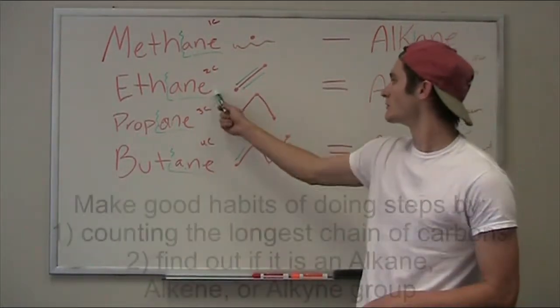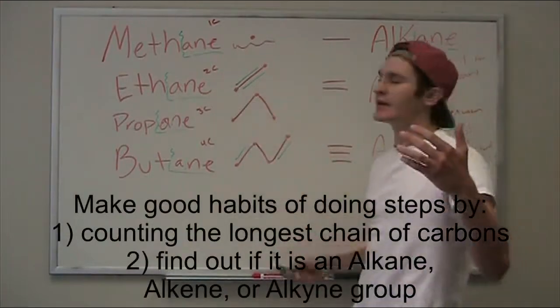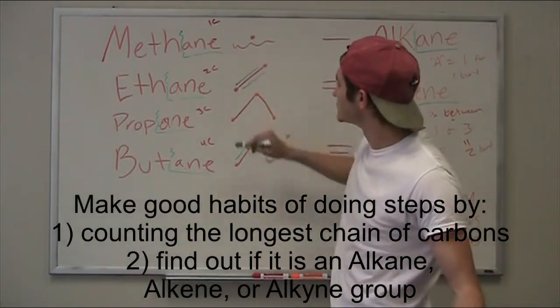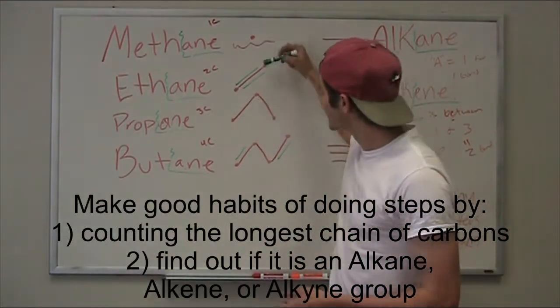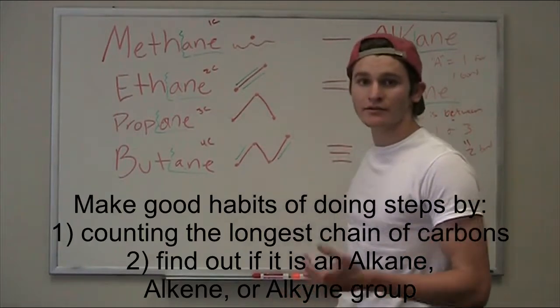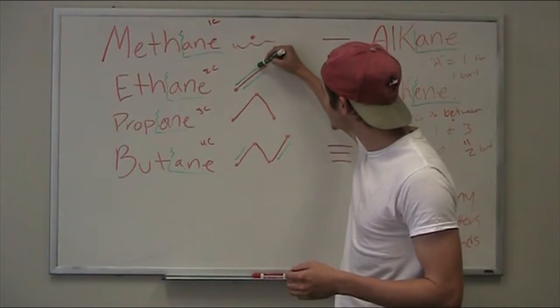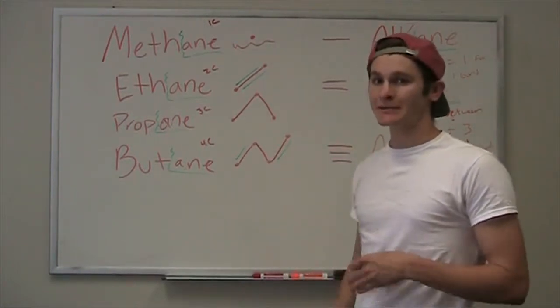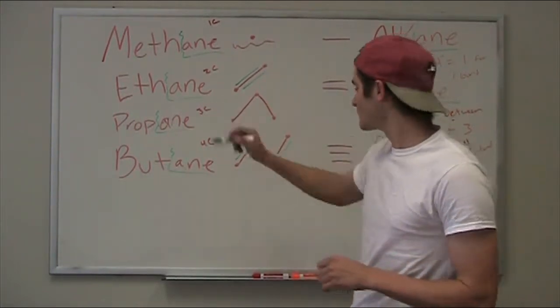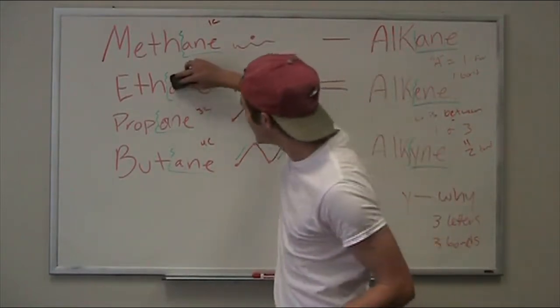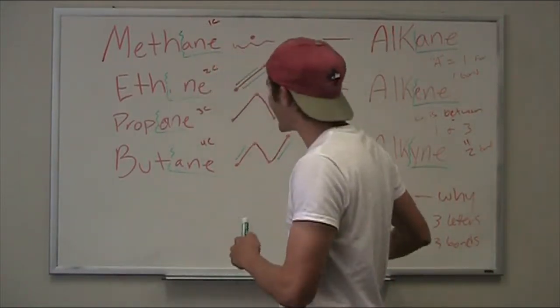So let's see this. This obviously has 2 carbons. So you have 1, 2, but it's not a single bond. So therefore we know that it can't be ethane. So we're going to count the bonds. 1, 2, 3. There's 3 bonds. That means it's an "yne". So we go over here to the ethane and we change it to an ethyne.